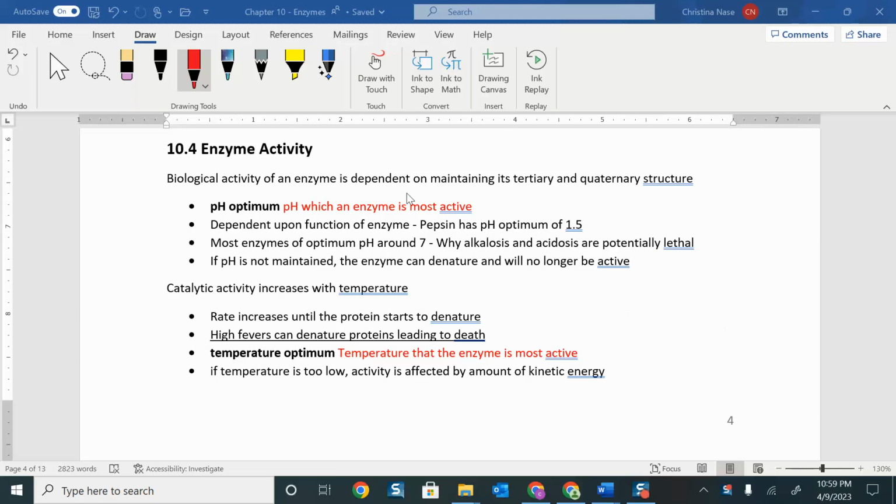Okay, let's look at some enzyme activity. So biological activity of an enzyme is dependent on maintaining its tertiary and quaternary structure. So the tertiary, remember, we have primary structure for these proteins. That's just the sequence of amino acids. And then they fold in on top of each other.